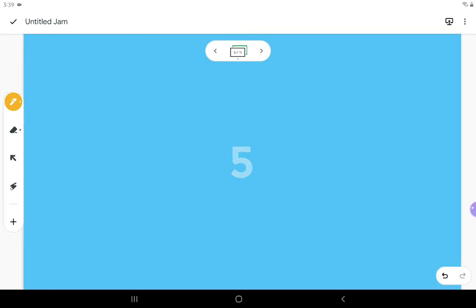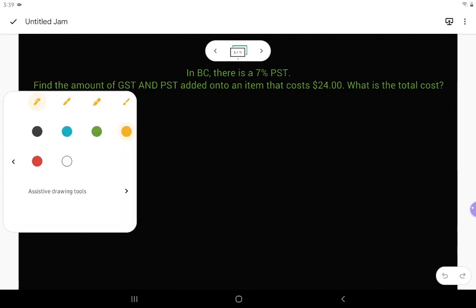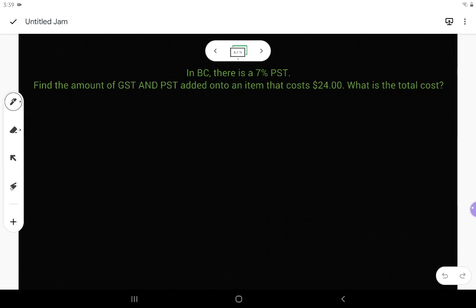Okay? So let's pretend now that we live in a different province. If we went west of us into BC, there is a 7% PST in British Columbia. So they have to pay an extra 7% on these different items. Okay, so they have a GST and a PST. So what I would need to do is find 5% of $24, and I would also need to find 7% of $24.